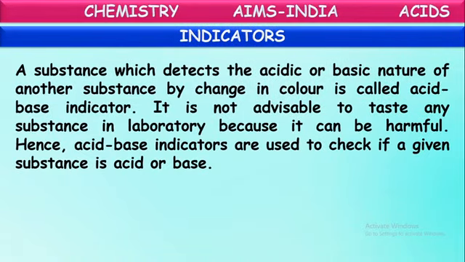A substance which detects the acidic or basic nature of another substance by change in color is called an acid base indicator. Okay, some chemical substances can identify other substances by changing their color, whether they are acids or bases. Such kind of substances are called acid base indicators.